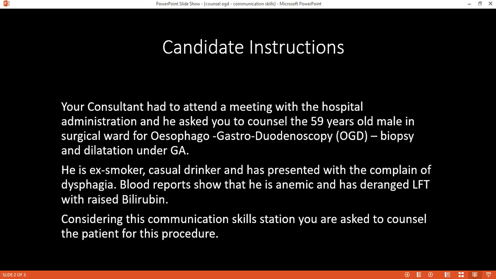But I think this is the best procedure for you, OGD. With local anaesthesia, you will be awake during the procedure, and you can drive yourself and go home alone. But with general anaesthesia, somebody should accompany you, and you cannot drive for 24 hours. Do you have any more questions? If you agree, then I'll give you the consent form, and then we can proceed with your procedure. Okay, thank you.